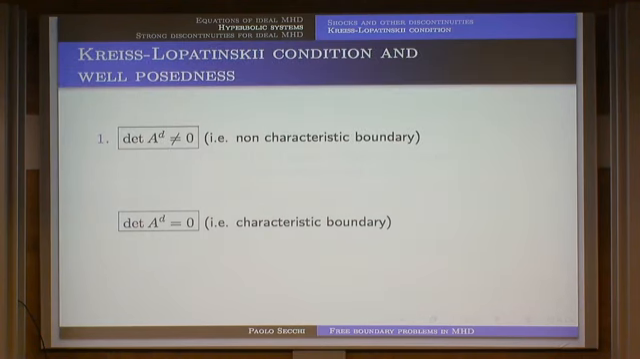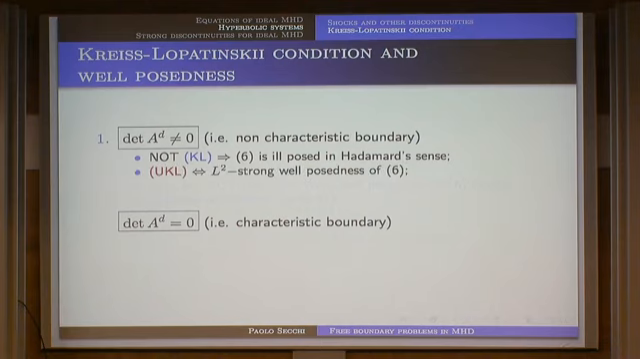Now, what happens? First consider the non-characteristic case, where the situation is better, because we have these results. If Kreiss-Lopatinsky is not satisfied, then the problem is ill-posed. So for well-posedness, Kreiss-Lopatinsky is a necessary condition. If we have the uniform Kreiss-Lopatinsky condition, then this is equivalent to the L2 strong well-posedness with no loss of derivatives.